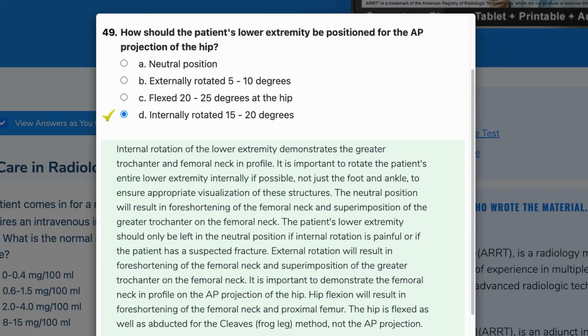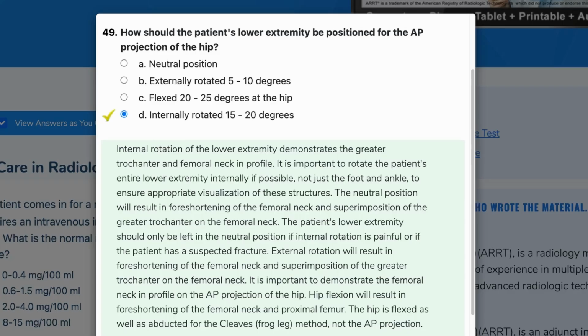Internal rotation of the lower extremity demonstrates the greater trochanter and femoral neck in profile. It is important to rotate the patient's entire lower extremity internally if possible, not just the foot and ankle, to ensure appropriate visualization of these structures. The neutral position will result in foreshortening of the femoral neck and superimposition of the greater trochanter on the femoral neck. The patient's lower extremity should only be left in the neutral position if internal rotation is painful or if the patient has a suspected fracture.